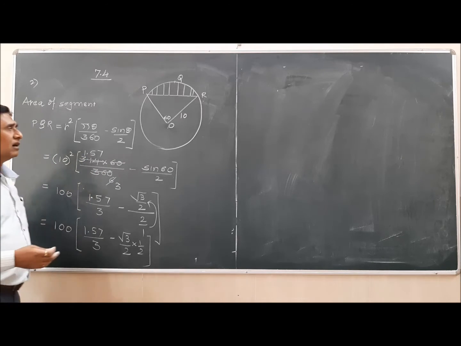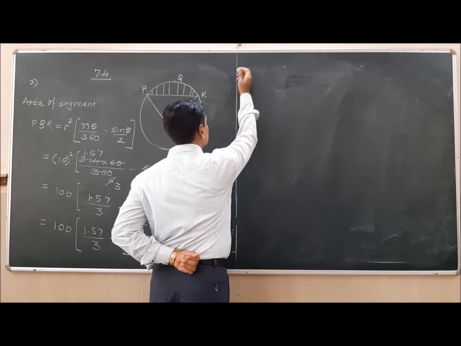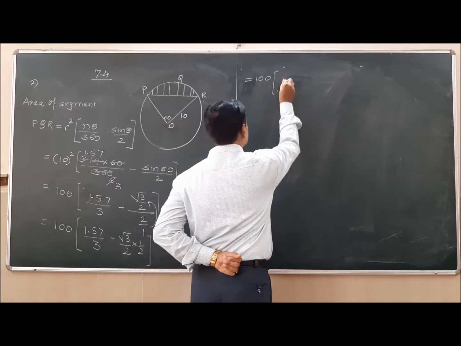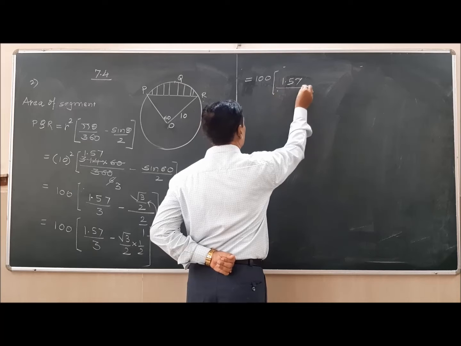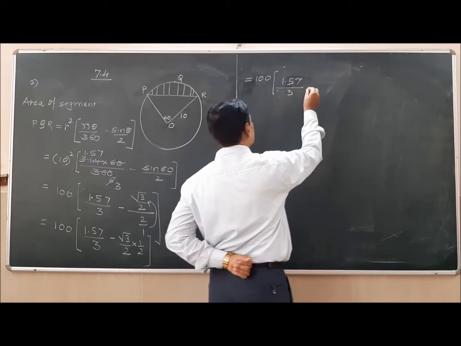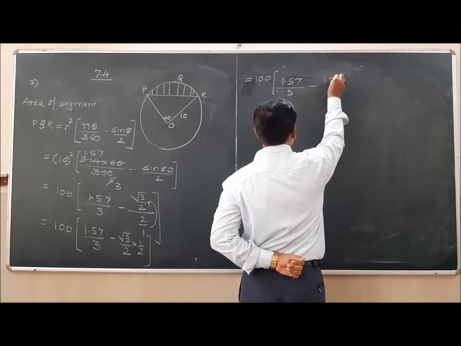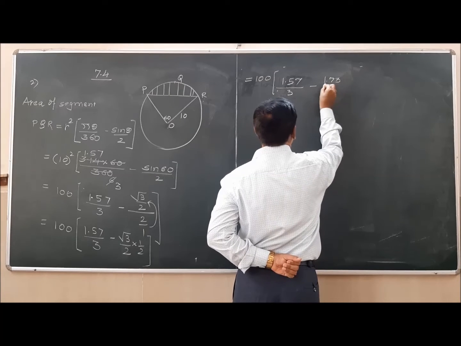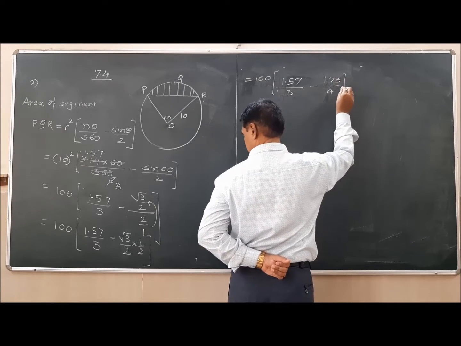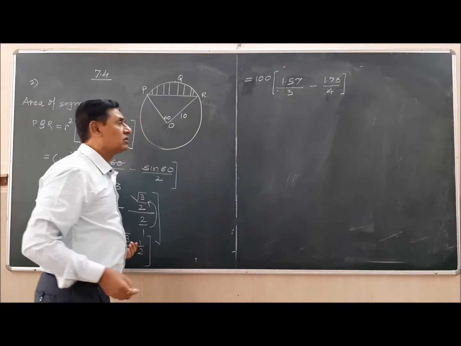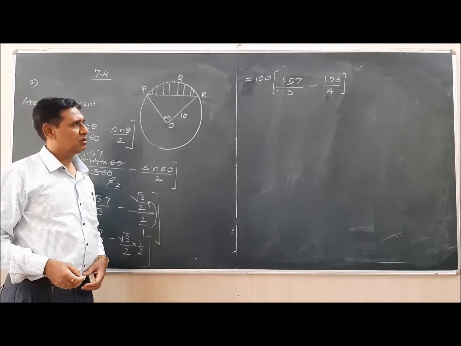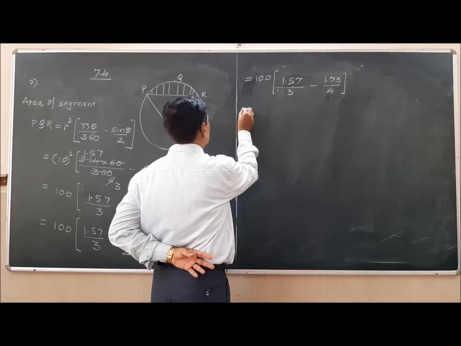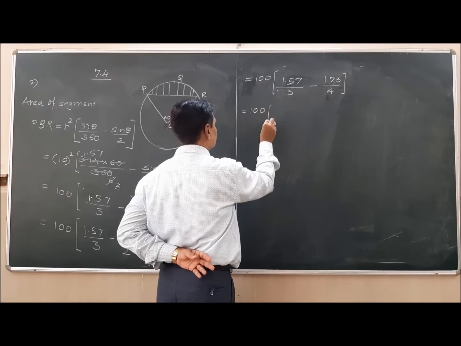Now next step is 100 into bracket 1.57 upon 3 minus 1.73 upon 4. Value of root 3 is 1.732. I have taken it as 1.73, one and the same. Now that is equal to, the next step will be 100 as it is.